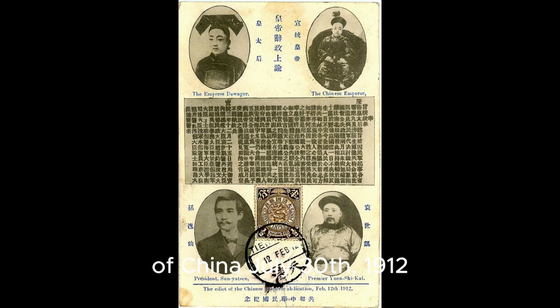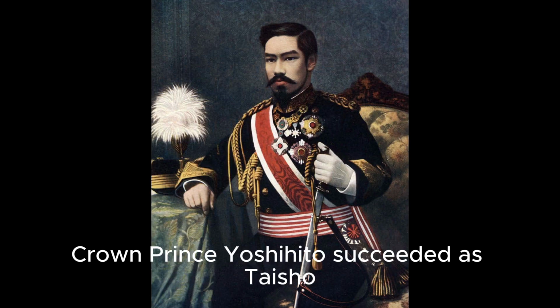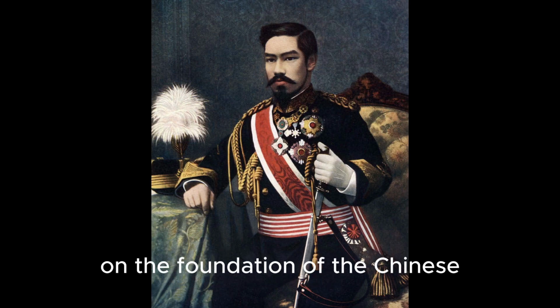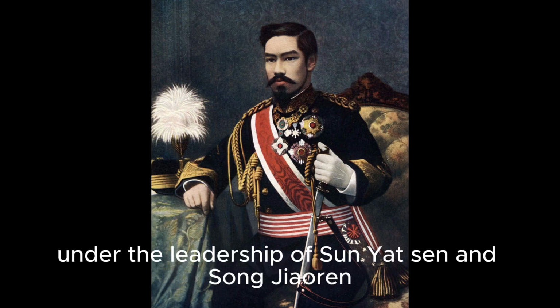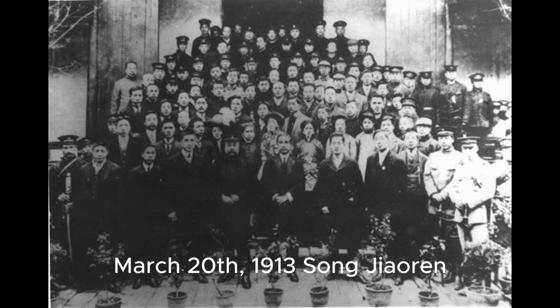July 30, 1912. Japanese Emperor Meiji passed away, 1852–1912. Crown Prince Yoshihito succeeded as Taisho. August 25, 1912. Established the Kuomintang on the foundation of the Chinese Revolutionary Alliance, under the leadership of Sun Yat-sen and Song Jiaoren. March 20, 1913. Song Jiaoren, leader of the Kuomintang, assassinated.